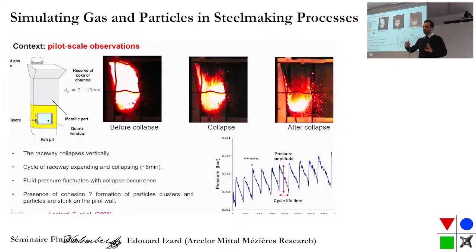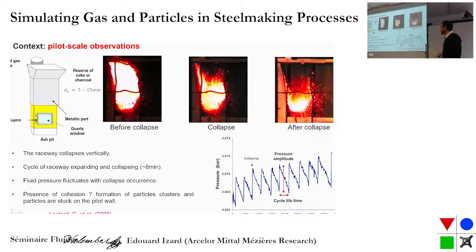So you have combustions, enough combustions, and a collapse. So we have successive growing and collapsing of this raceway. And what is measured in this experiment is the pressure close to the nozzle. And this is the graph you can see here. So in fact, as the pressure decreases, as the cavity expands, then suddenly we have the collapse, and we have an increase in the signal of the pressure that is measured.